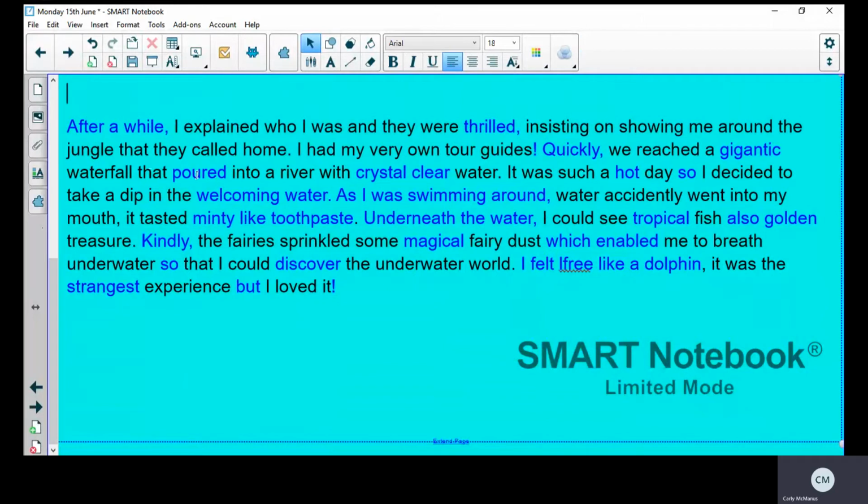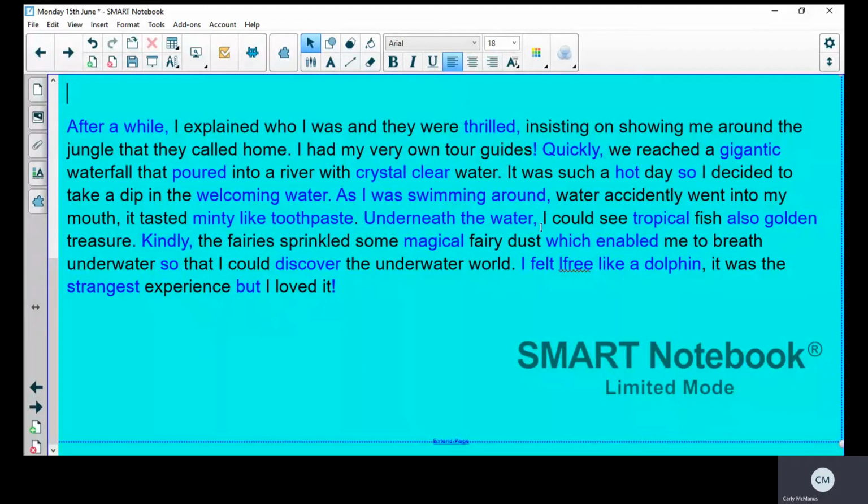Now, poured is a verb, so instead of just saying that fell into the river, I've decided to up-level it and say poured. Into the crystal clear water, that's your adjective. Hot day, so that's an adjective. So is your conjunction that's joining the two sentences together. Welcoming water, which is an adjective or alliteration. As I was swimming around, you've got a fronted adverbial and a comma after it. And then I've said that the water tasted minty like toothpaste. So again, I've got a simile.